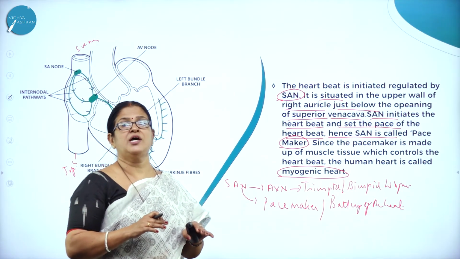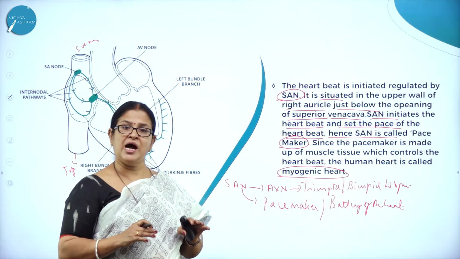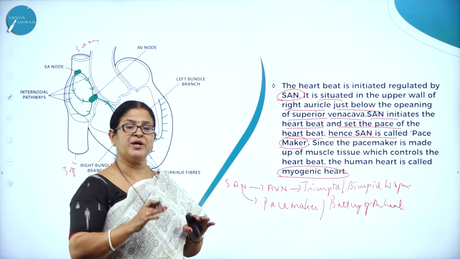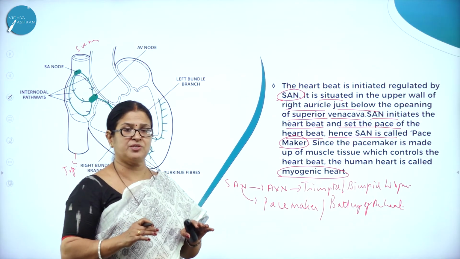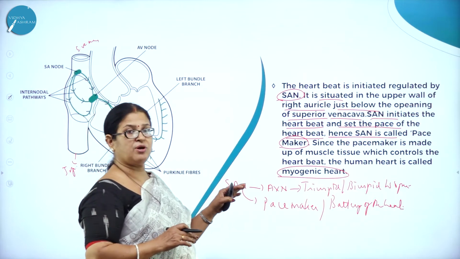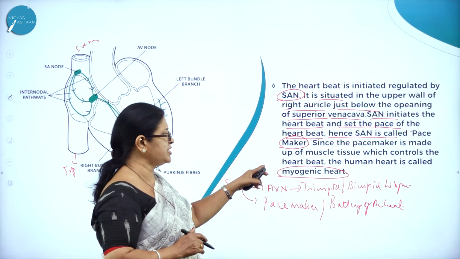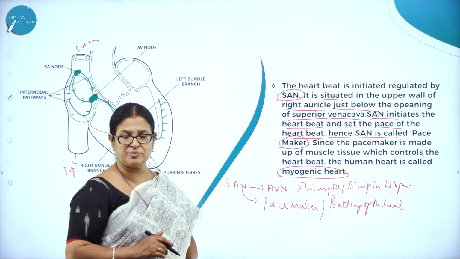I think all of us know abnormal heartbeats indicate there is some problem with the heart functioning, right? So the rhythmic contraction and relaxation is very much responsible for the normal functioning of the heart. Hence it is called the pacemaker. Since the pacemaker is made up of muscle tissue which controls the heartbeat, the human heart is called a myogenic heart.